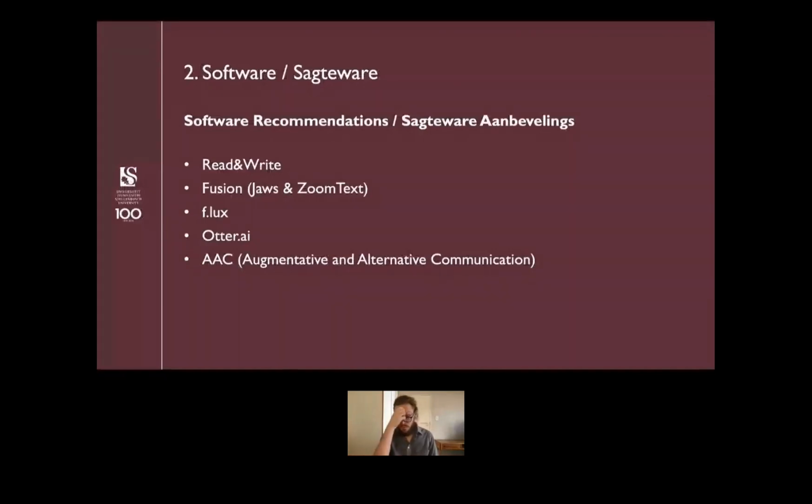Some of the software options that have been recommended include Read and Write, Fusion, Flux, and Otter AI. For blind individuals, JAWS is often recommended. JAWS is a screen reader that converts the user's actions and inputs into audio. Partially blind students often use ZoomText as a magnifier and also for changing the configuration of the display. Another component of ZoomText is to change the contrast and brightness settings as an accessibility feature. The software Fusion is recommended in the community, which includes both JAWS and ZoomText components.